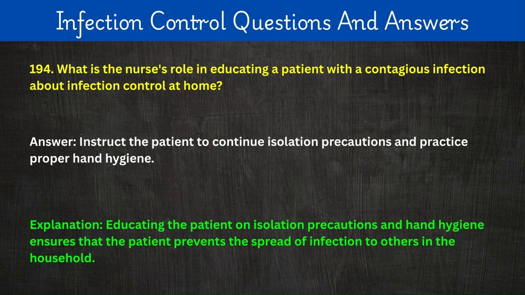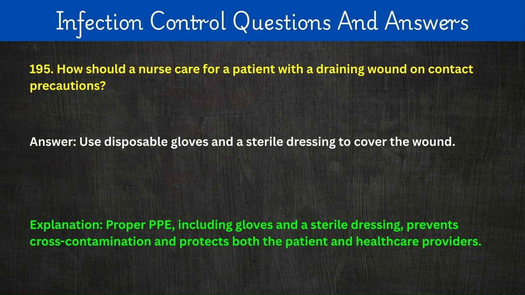Answer: instruct the patient to continue isolation precautions and practice proper hand hygiene. Explanation: educating the patient on isolation precautions and hand hygiene ensures that the patient prevents the spread of infection to others in the household. 195. How should a nurse care for a patient with a draining wound on contact precautions?